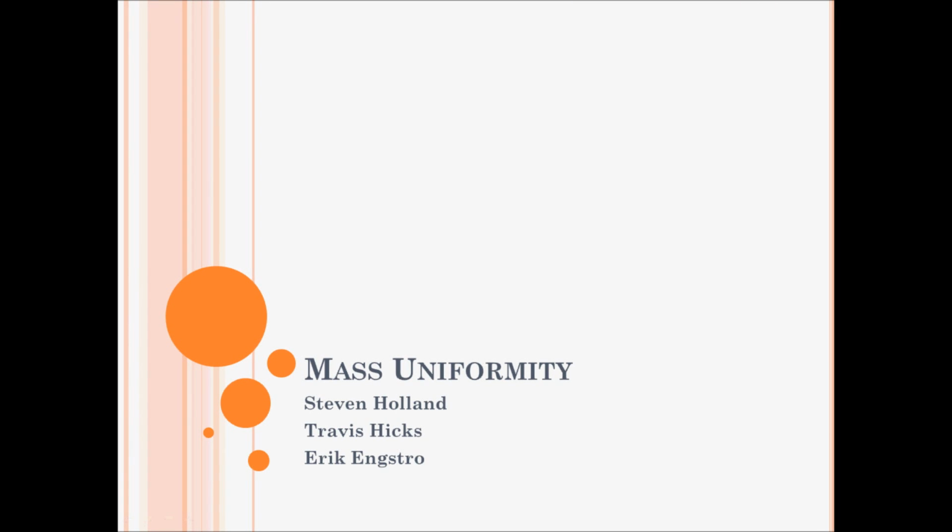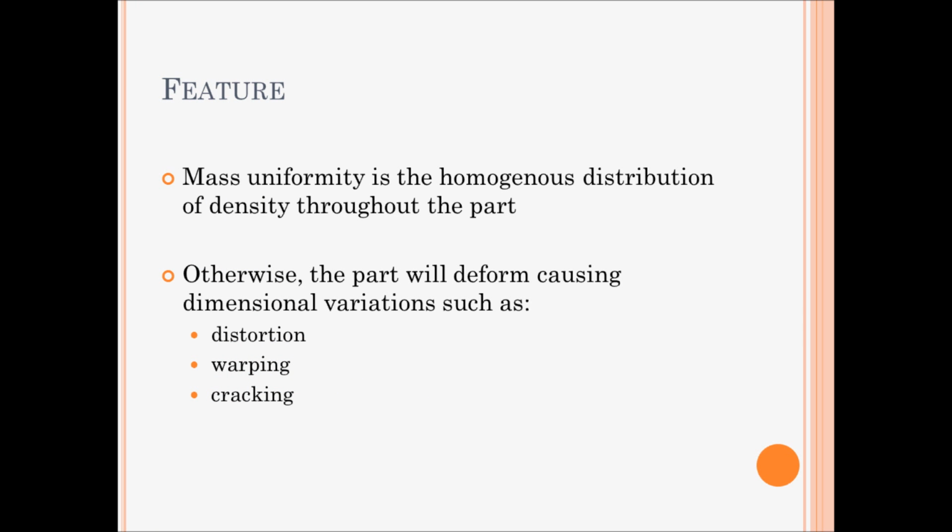Mass uniformity of powder injection molded parts. Mass uniformity is the even distribution of density throughout the part. This is important because the less dense regions will cause the part to deform and not meet tolerance. An uneven distribution of mass leads to distortion, warping, and cracking.